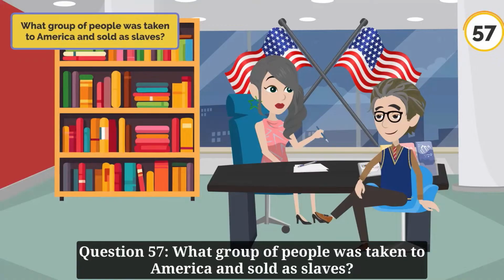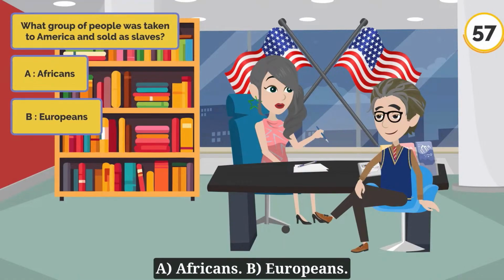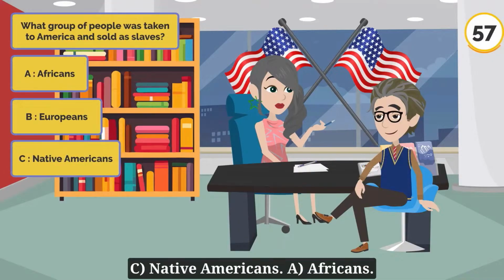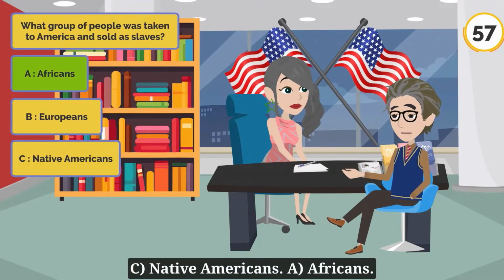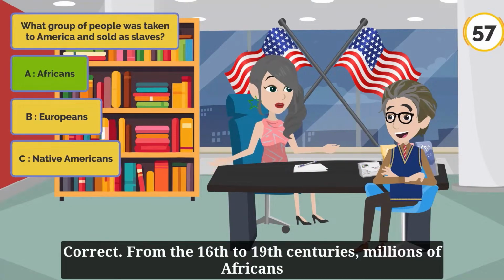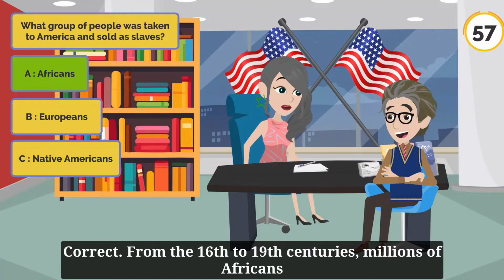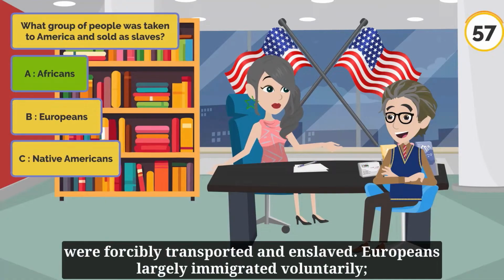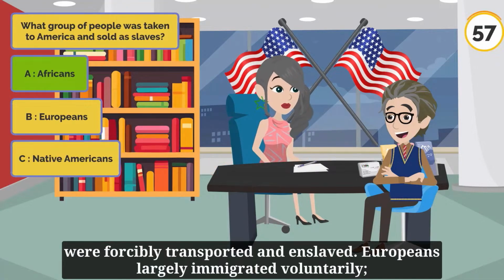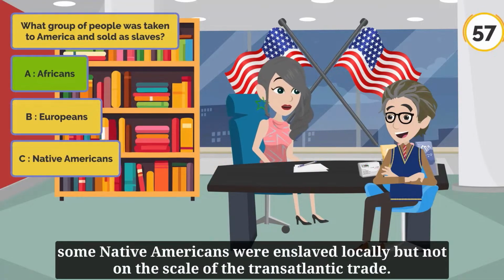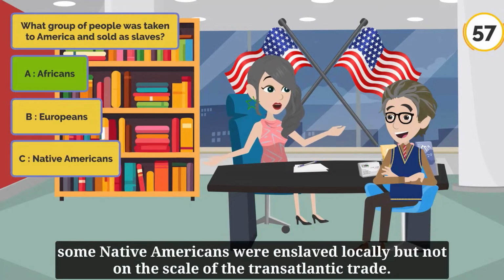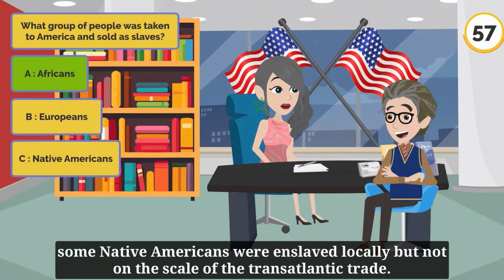Question 57. What group of people was taken to America and sold as slaves? A. Africans. B. Europeans. C. Native Americans. I'll go with A. Africans. Correct. From the 16th to 19th centuries, millions of Africans were forcibly transported and enslaved. Europeans largely immigrated voluntarily. Some Native Americans were enslaved locally, but not on the scale of the transatlantic trade.